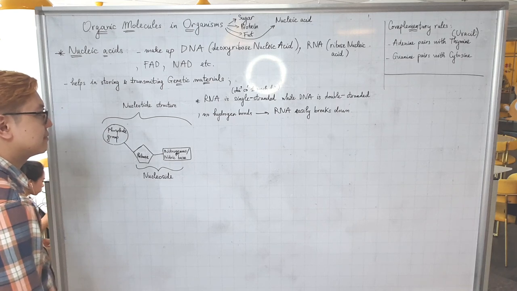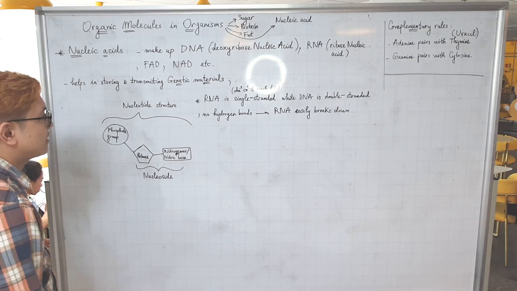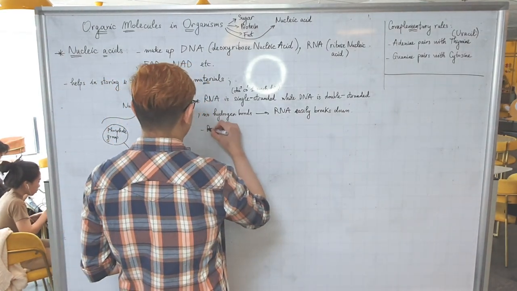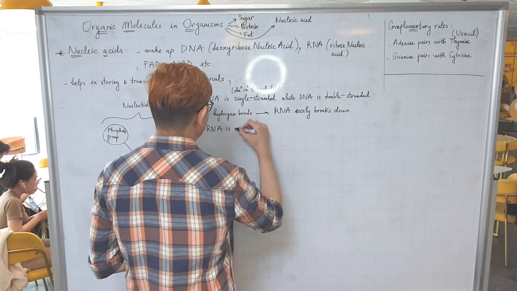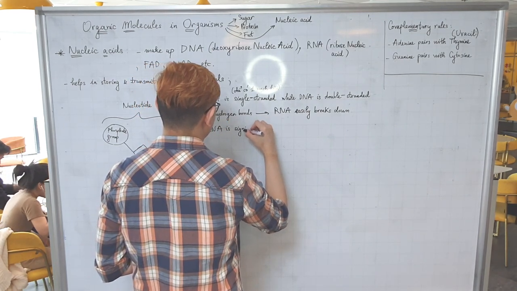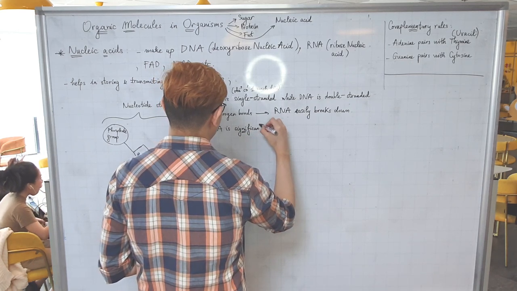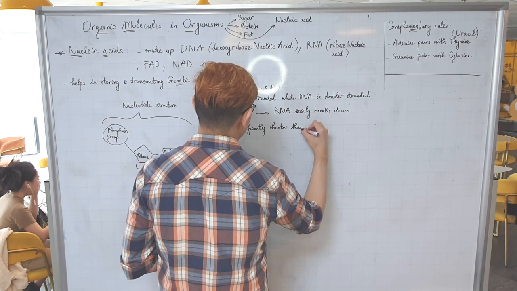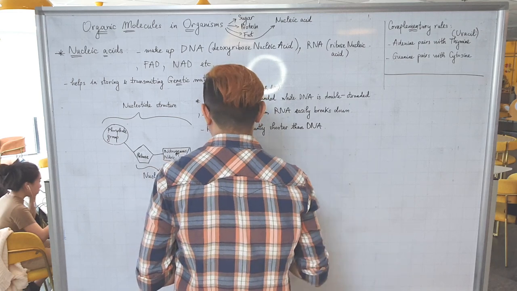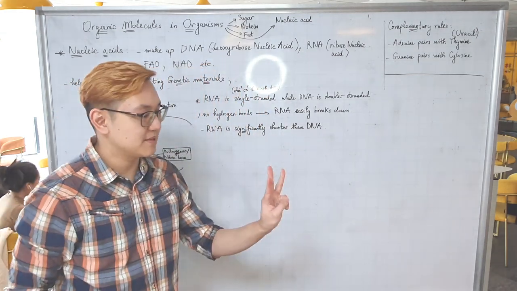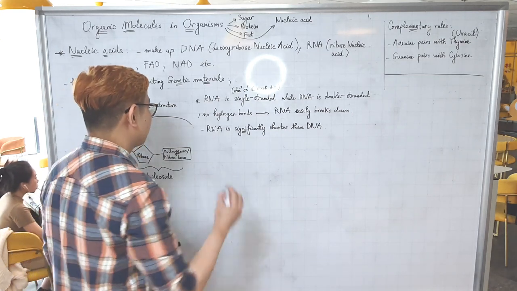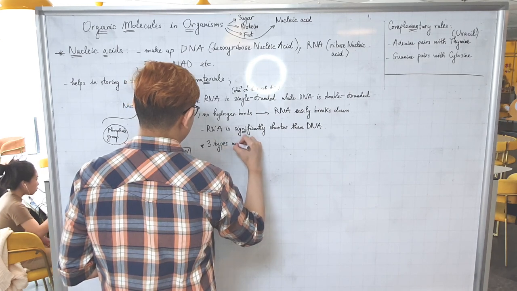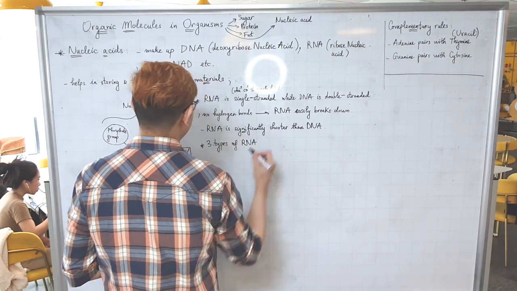Okay, single stranded. And another thing is RNA is much shorter than DNA. RNA is significantly shorter than DNA. But it's good to talk about the three types of RNA. Three types of RNA. Ribonucleic acids.